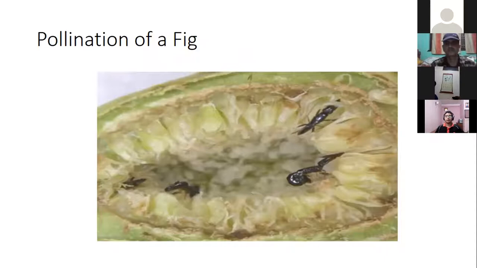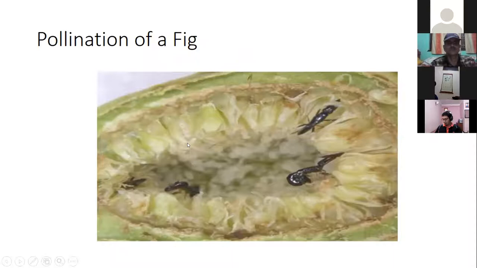And here are different wasp eggs in different stages of development. As they become more and more mature, they become blacker and blacker. And when they are finally mature, they break out of this place, and the birds eat them up and they disperse them, okay?